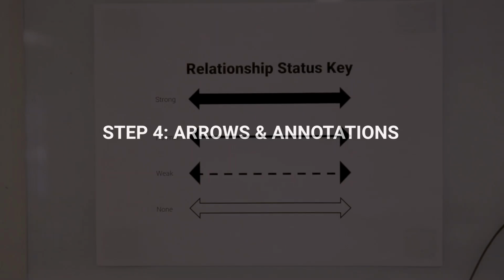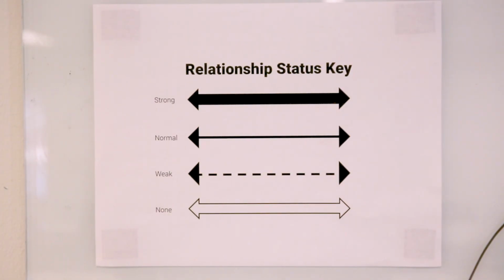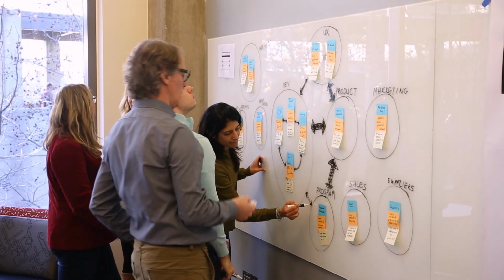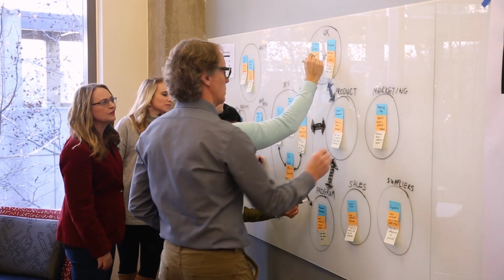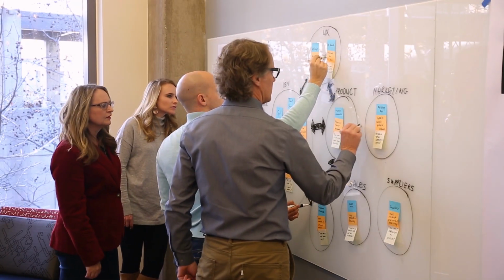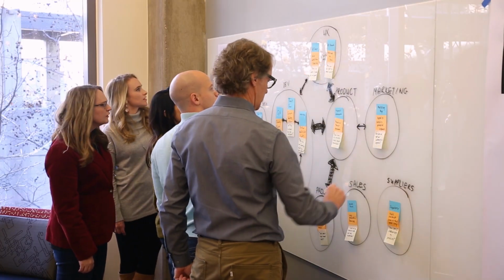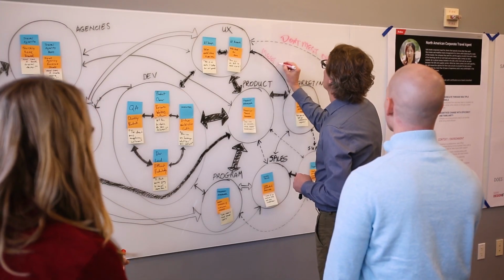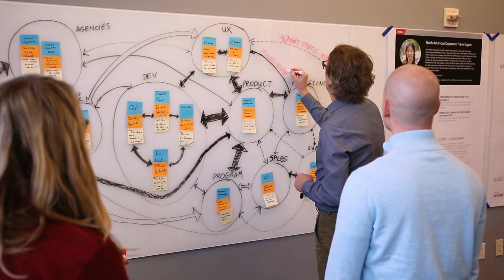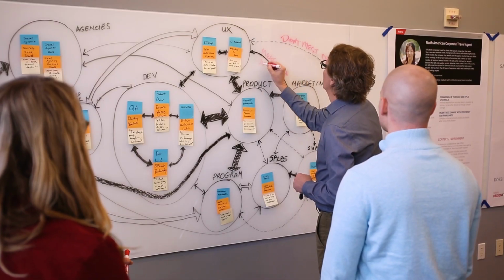Step 4 is creating and labeling relationship arrows. It's helpful to have an arrow key printed so participants can remember what each type of arrow represents. Using an Expo marker, participants will draw arrows of the appropriate style between each stakeholder. If the communication is only one way, then this is indicated by a single arrowhead. If you have time, it's recommended to annotate the arrows with a different colored marker.